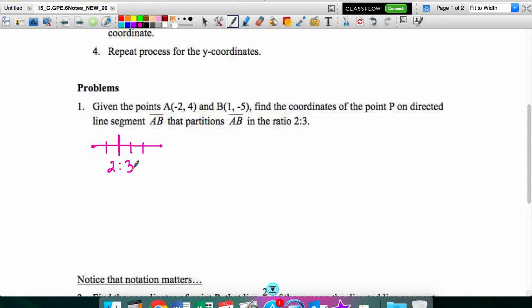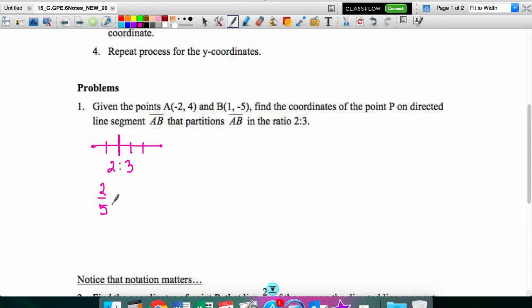Now, this is not the distance that I'm talking about in step 1. The distance is the actual fraction of the entire length away. A ratio just tells you how many parts on the left to how many parts on the right. So, let's talk about how far away we want to go. We have 5 total parts, and we want to go to the end of the second of those 5 parts. So we're looking to go 2/5 of the way.